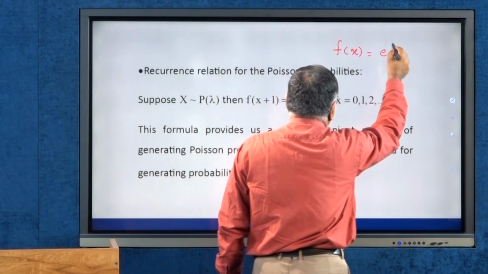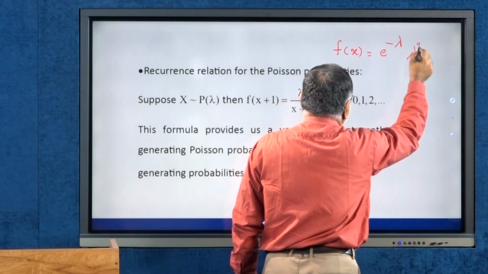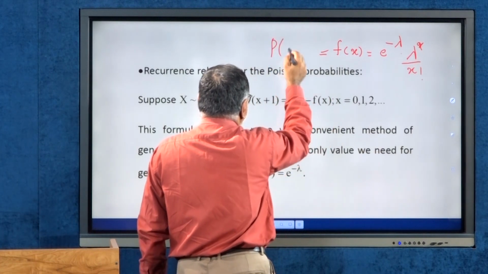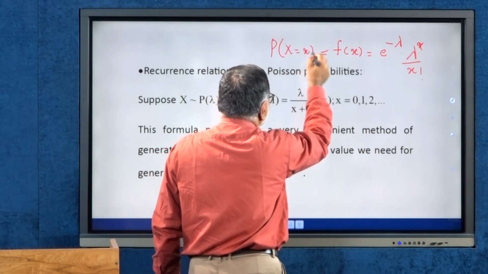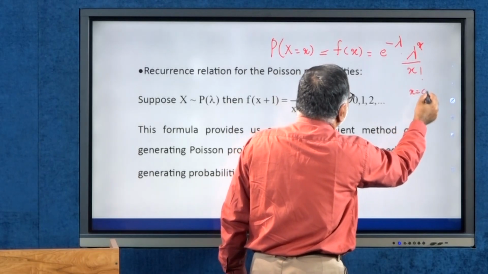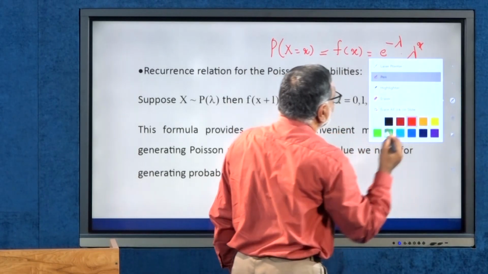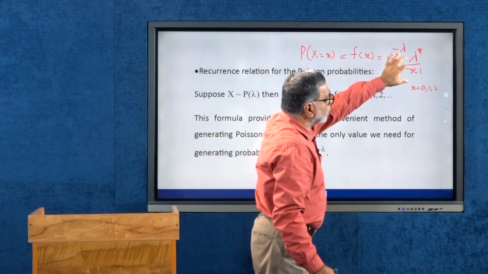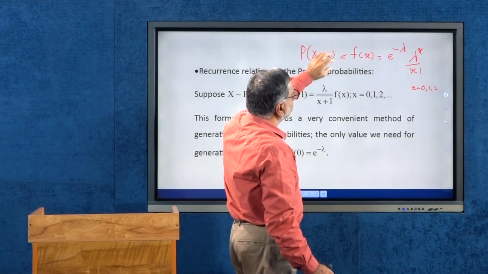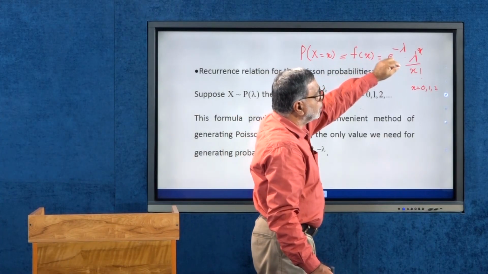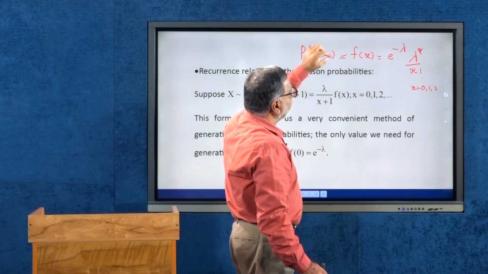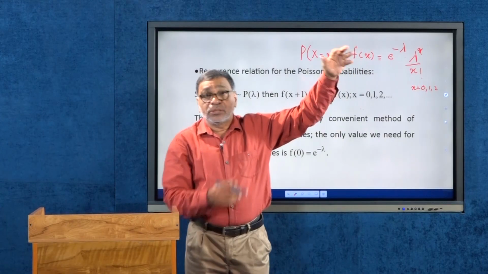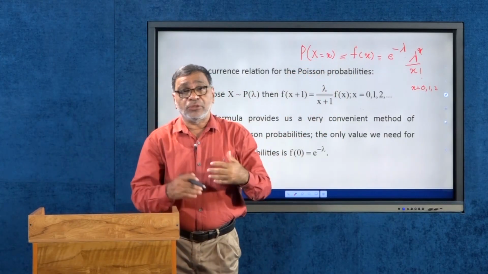F of x is equal to e power minus lambda, lambda power x divided by x factorial. This is our Poisson probability values for different values of x. So, when x is equal to 0, 1, 2, 3, etc. When x is equal to 0, this value is e power minus lambda. When x is equal to 1, we have e power minus lambda, lambda power 1 divided by 1 factorial. When x is equal to 2, it is e power minus lambda, lambda square divided by 2 factorial, etc. These are the Poisson probability values.